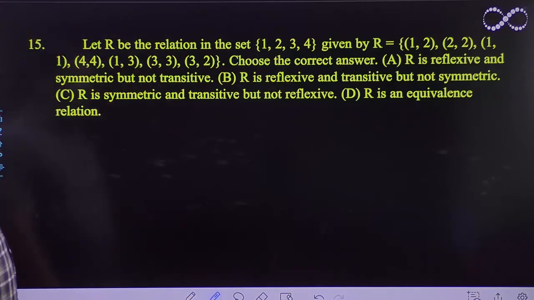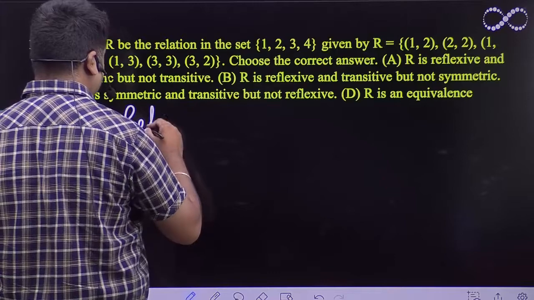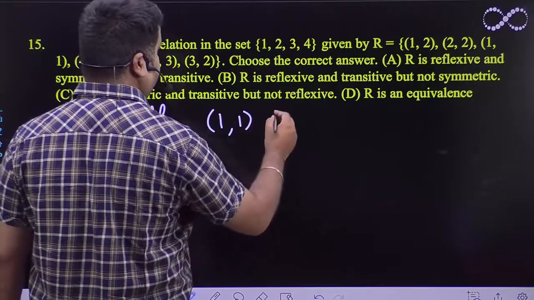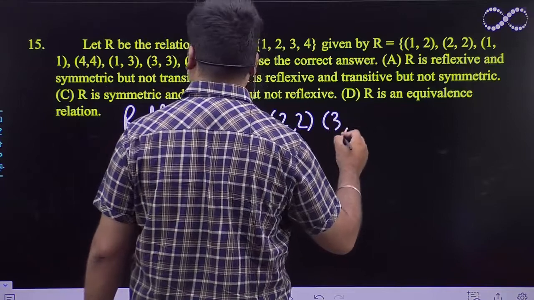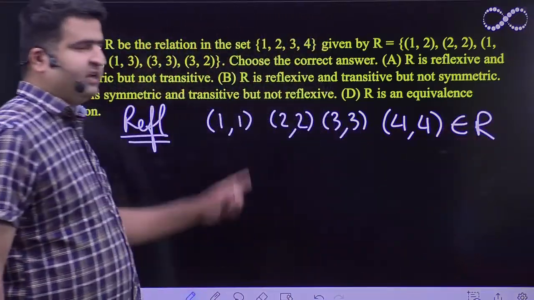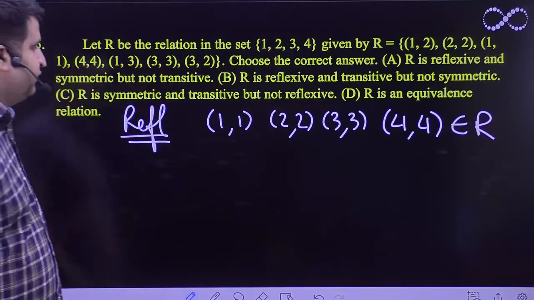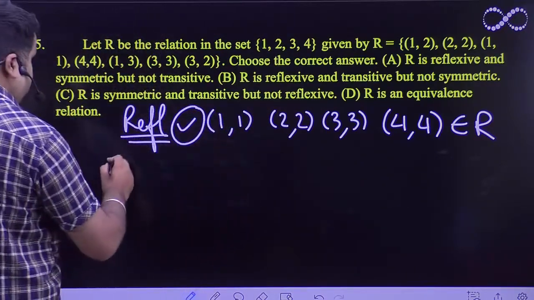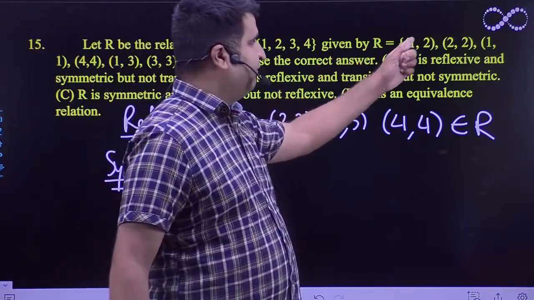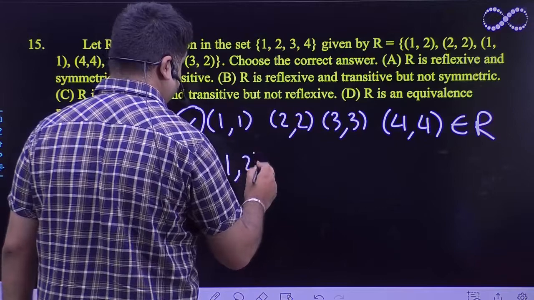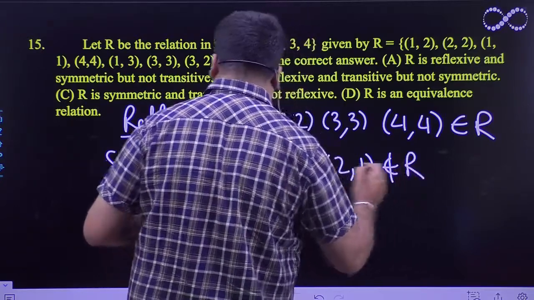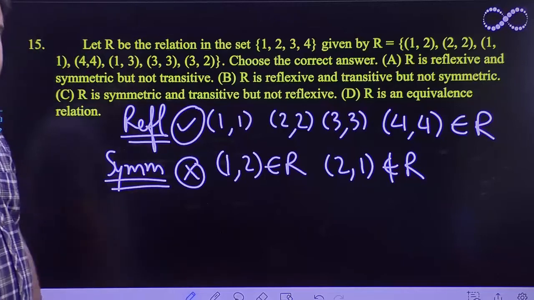So we can easily check for that. First check for the reflexive property. So for reflexive property, 1, 1, 2, 2, 3, 3, and 4, 4. All of these should be present in R. And they are actually present in R. We can actually see that 1, 1, 2, 2, 3, 3, 4, 4 all are present. Therefore, this is a reflexive relation. For symmetric nature, we have to see that we have 1, 2 belongs to R. But 2, 1 does not belong to R. Therefore, this is not a symmetric relation, right?